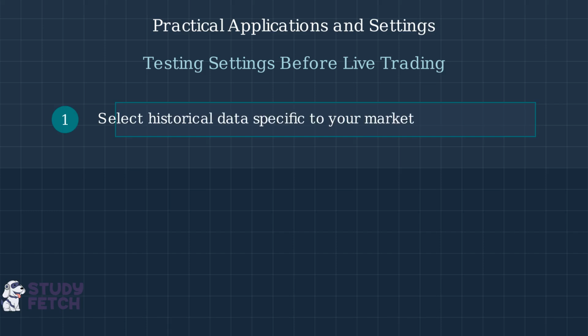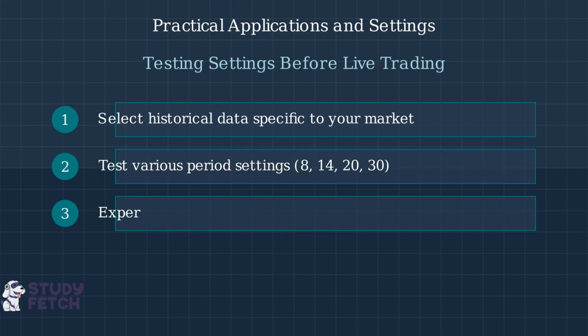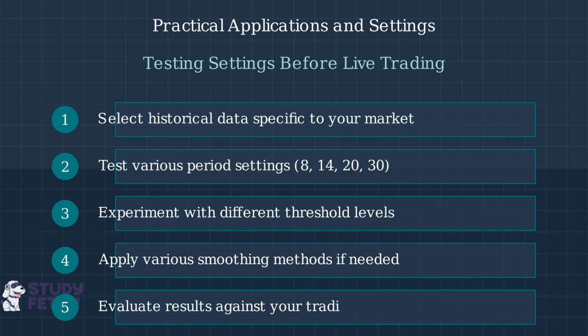First, select historical data specific to your market. Different assets can display varying degrees of choppiness. Test various period settings to find what works best for your trading timeframe. Experiment with different threshold levels to optimize signal quality. If needed, apply various smoothing methods to reduce noise while preserving important signals. Finally, evaluate the results against your specific trading strategy to ensure compatibility.